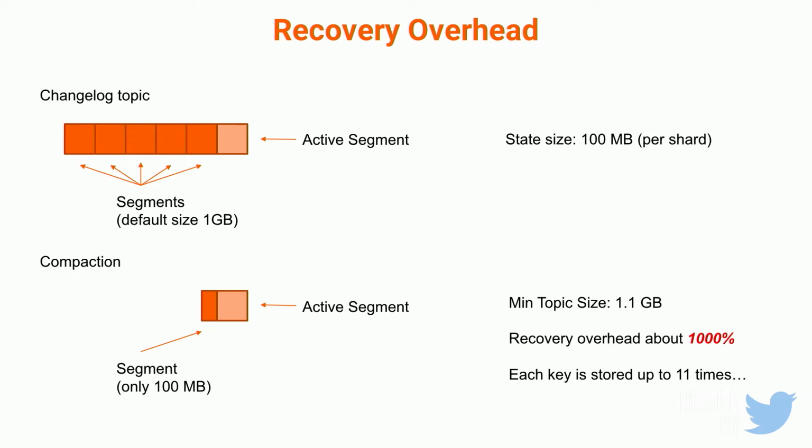After log compaction ticks in, it can happen that your overall topic size is still 1.1 gigabyte, because the active segment with 1 gigabyte is not compacted. And the rest is, of course, compacted to 100 megabyte. But it means basically that you can have up to 11 duplicates of your key, and your recovery time is much larger.